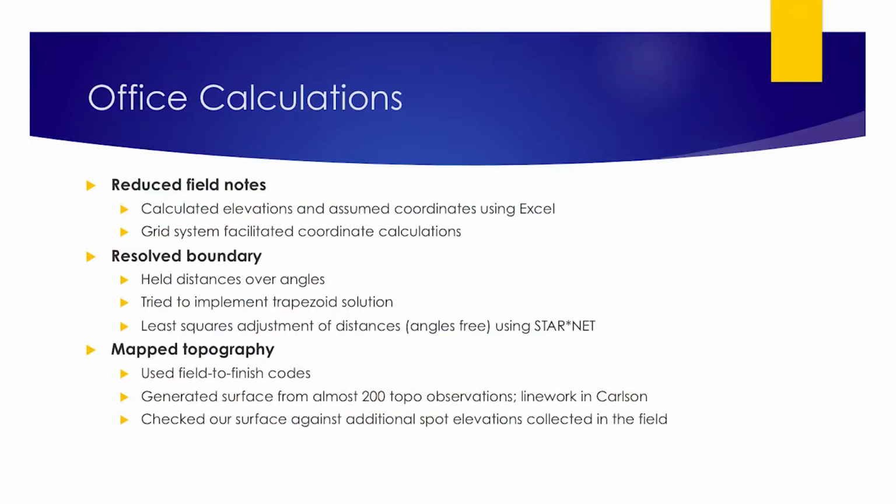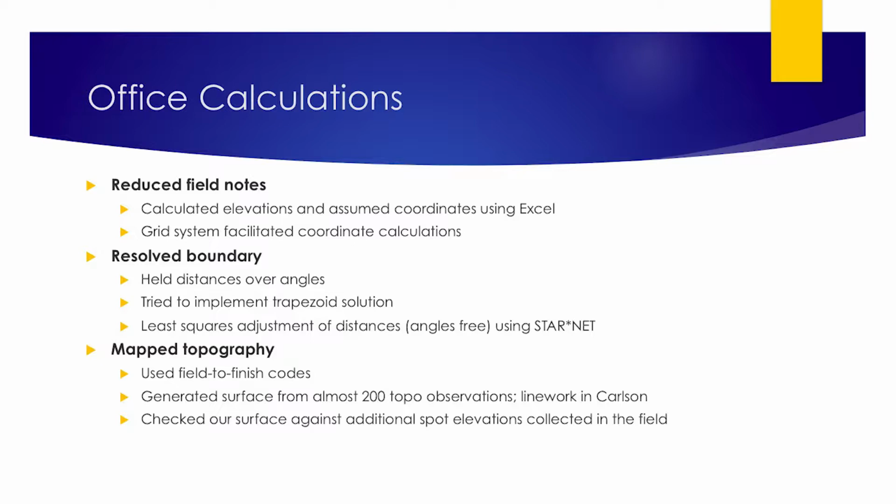Sweet. So the next step in this process of completing the project was the office calculations. So we started by reducing the field notes, which included calculating elevation and coordinates for each of the points that we took along the grids. We did this using an Excel spreadsheet, and then we calculated the coordinate system, which facilitated just kind of where things ended up in the map.